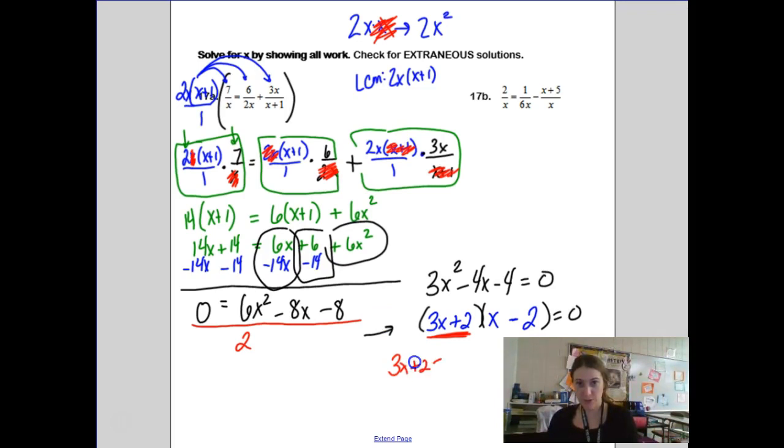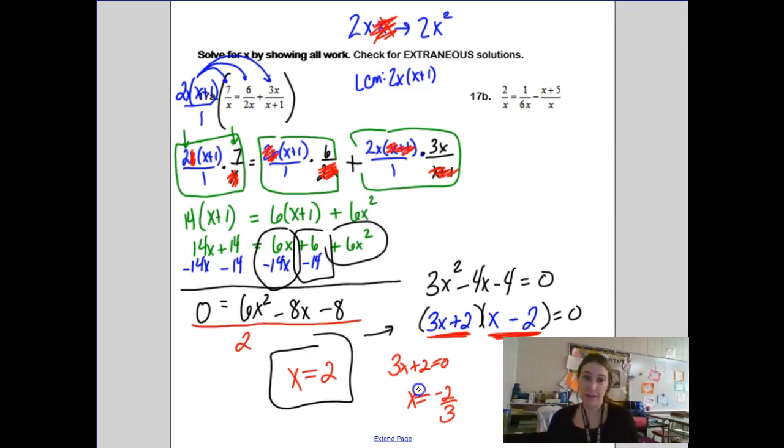So 3x plus 2 could be 0, which would give me, let's see, subtract 2, divide by 3. So negative 2/3, and then x equals 2. And I kind of forgot a very critical step here. I'm going to box these in, but I'm going to go back and make sure that neither one of these would give me a divide by 0 with those extraneous solutions. So plugging in a 2 here, here, and here, that's good. Plugging in a negative 2/3, also good. So I'm going to keep both answers.